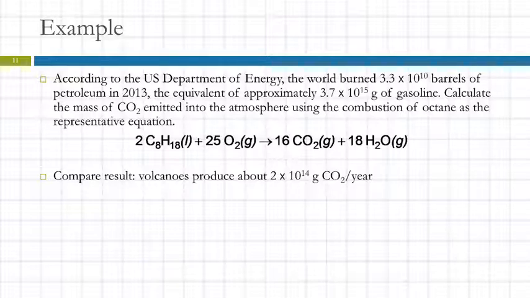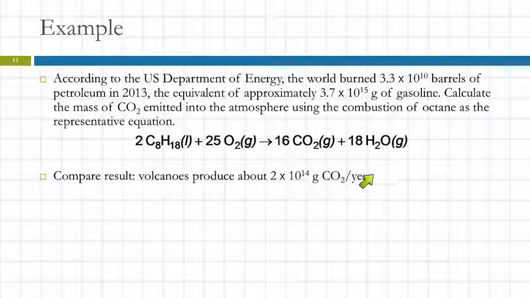And then equating barrels of petroleum to grams of gasoline, well, that's assuming that all of the petroleum would be converted to gasoline, but it was not. Some of it was used for other purposes. And is gasoline all octane? No, it isn't. But this is a good representation of how much CO2 would be emitted. So there's a lot of approximations here. We're dealing with some ballpark numbers.